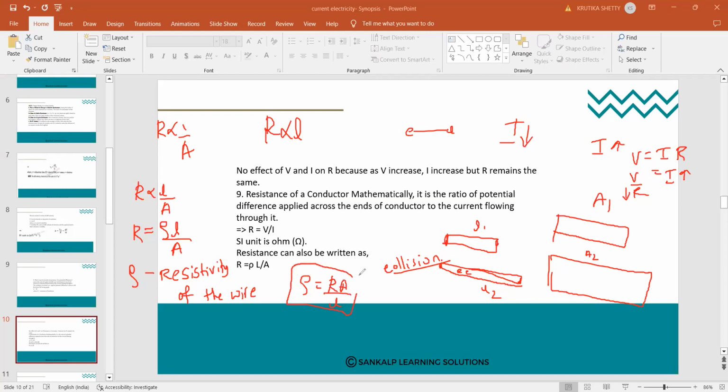So note down the next formula. One, R is equal to rho L upon A, note that down. One more, rho is equal to R into A upon L, note that down also.